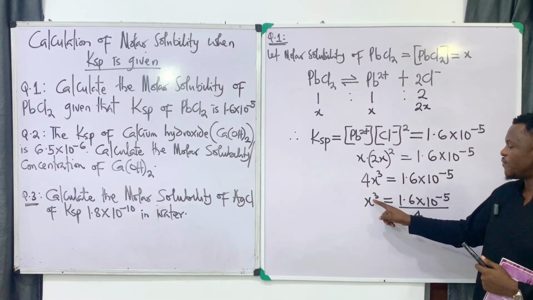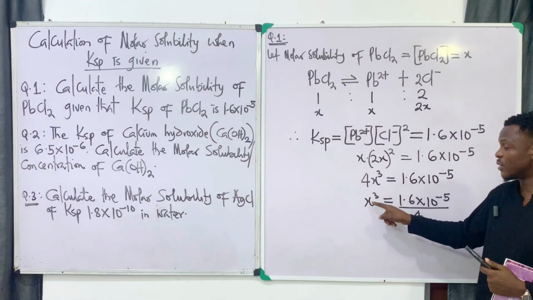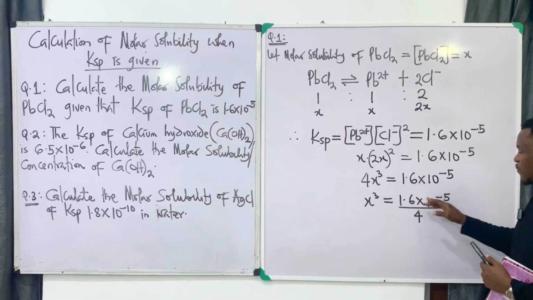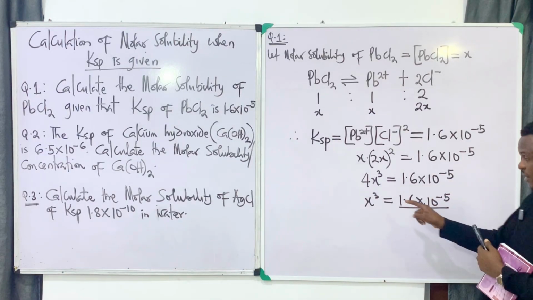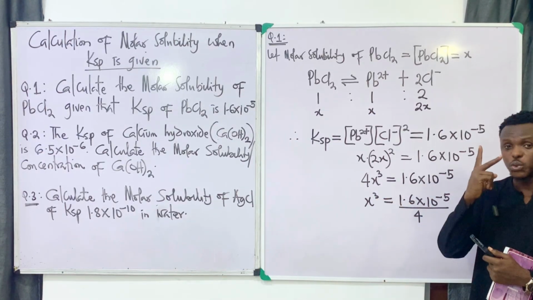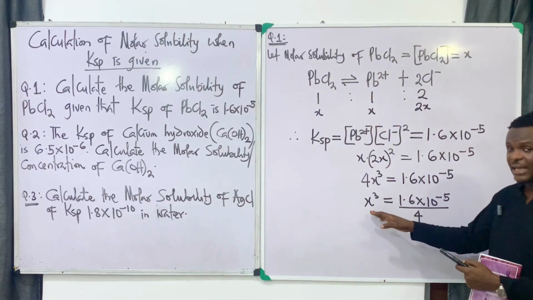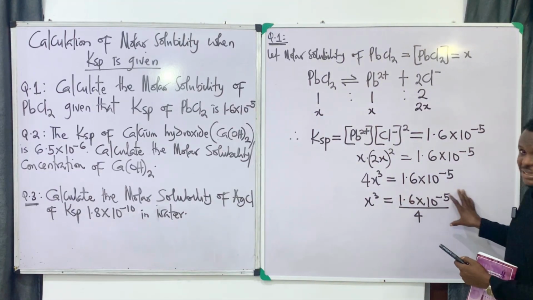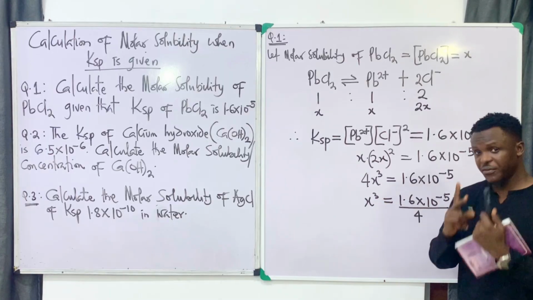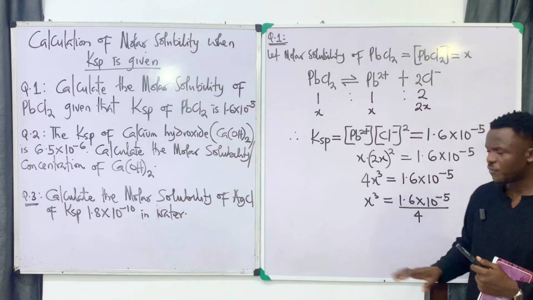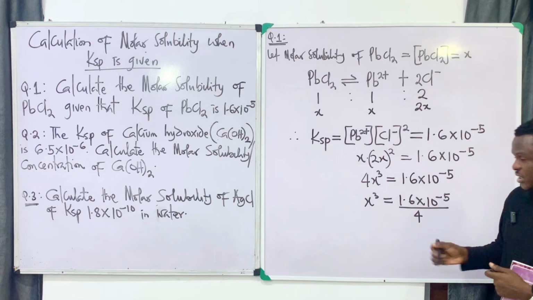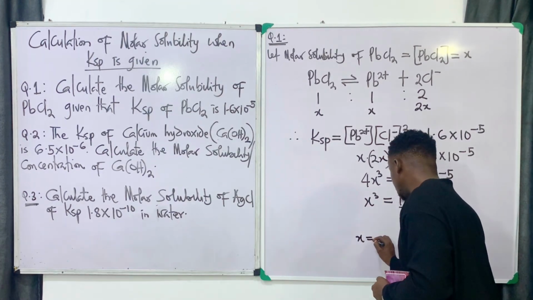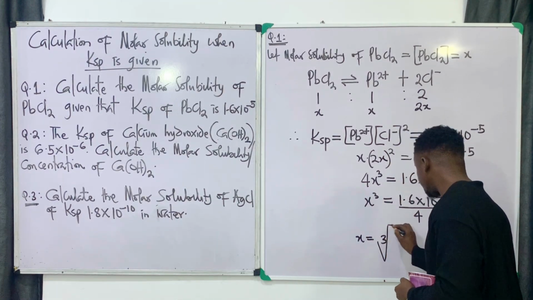Class, if you have x squared, for you to get the value of x, you take the square root of what we have on the other side. If this 3 were to be 2, for us to get the value of x, we're going to take the square root of what we have on the right hand side. But since here is 3, we are going to take the cube root of whatever we have on the right hand side. So this becomes x equals the cube root.